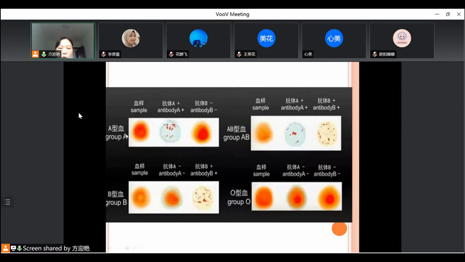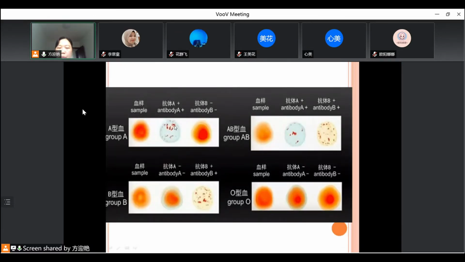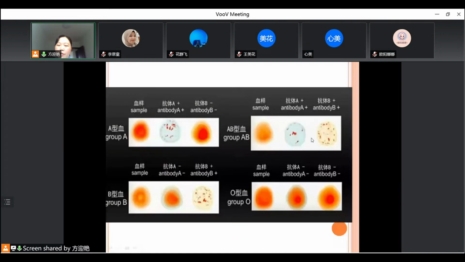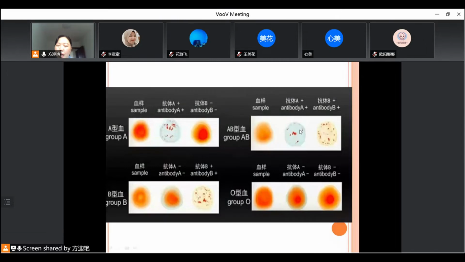A group antibody system. This means that if the anti-A antibody shows an agglutination phenomenon, it is type A. And with both anti-A and anti-B antibody, both show agglutination.